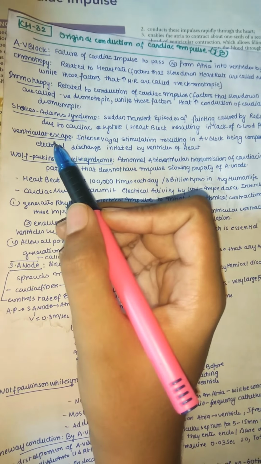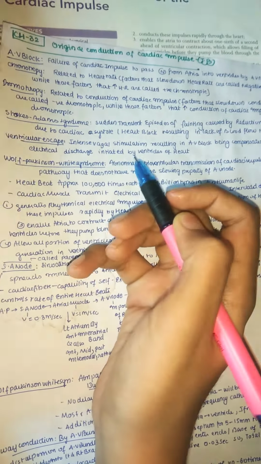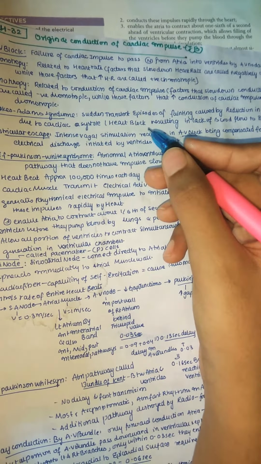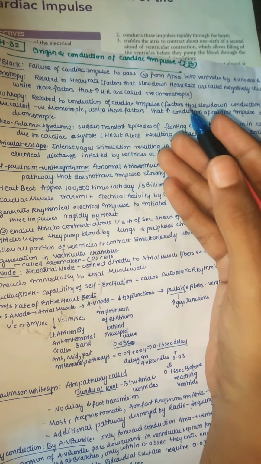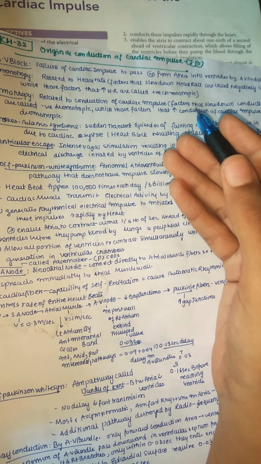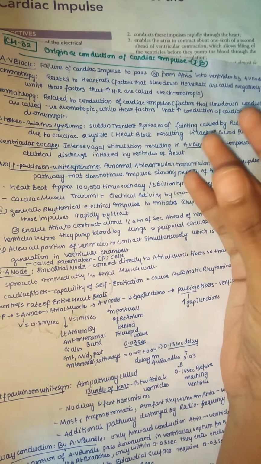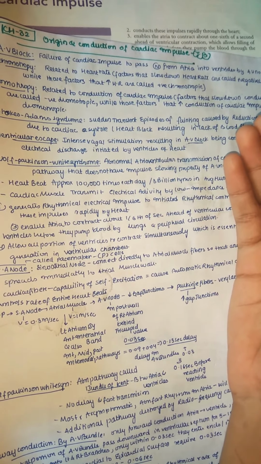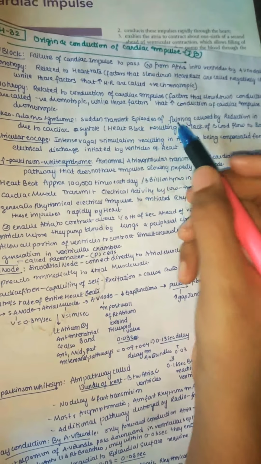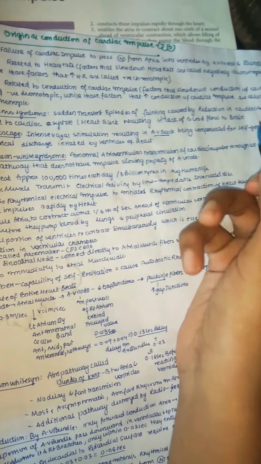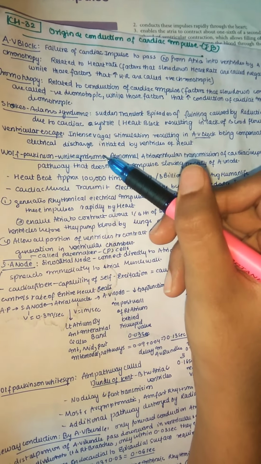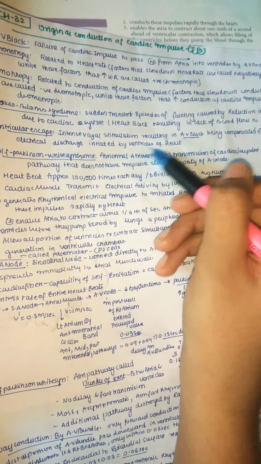And next, what is ventricular escape? It is an intense vagal stimulation resulting in AV block. So intense vagus stimulation. Vagus is a parasympathetic type of nerve. So P for peace, parasympathetic. It actually decreases the stimulus, but if it is intense, you can understand it can completely block our AV node. So this is being compensated for by self-generated electrical discharge, which is initiated by the ventricles of the heart.